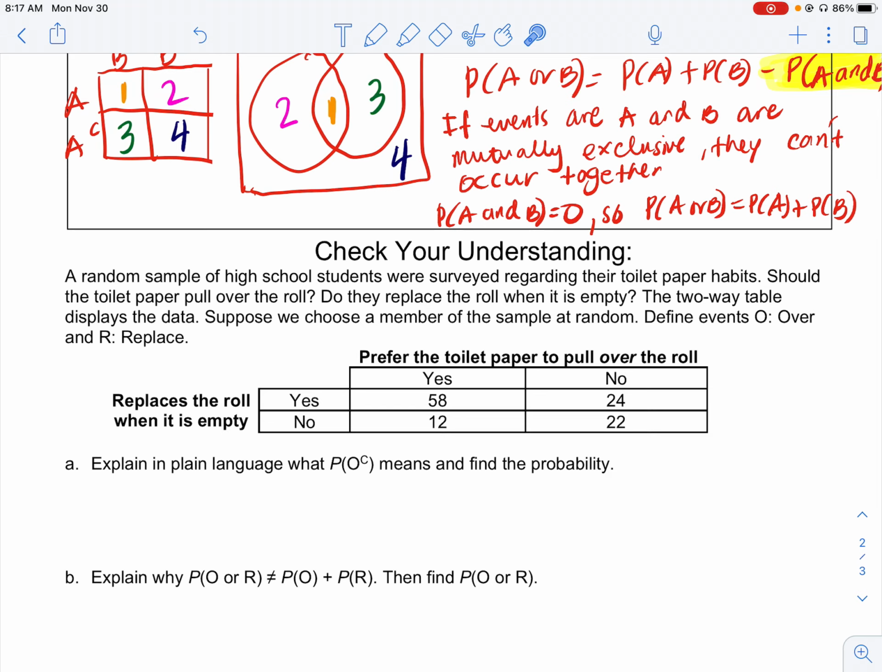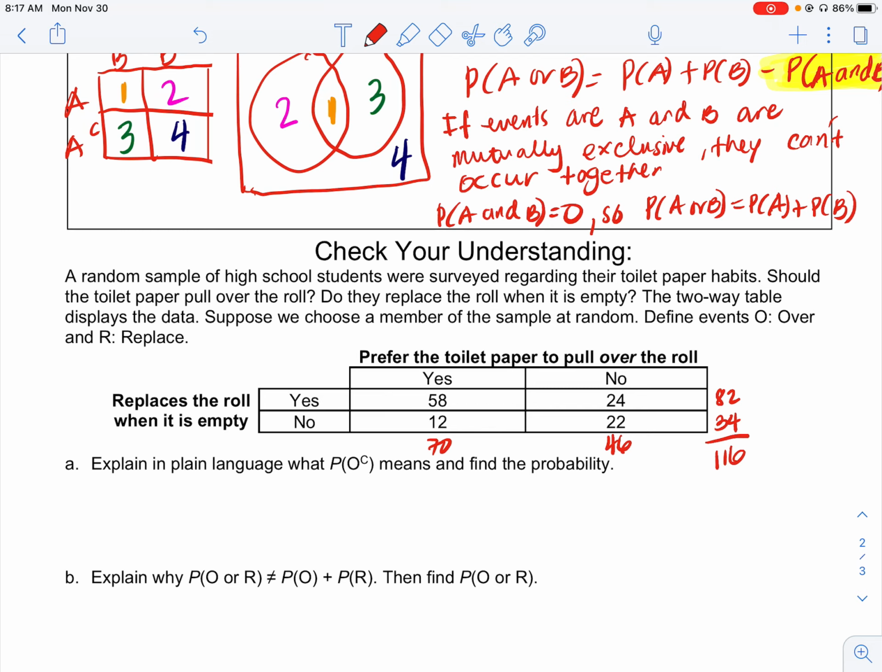So let's put the total first. 58 plus 24, 82, 12, that's 34, that's 116, right? So 58, that's 70, 24, that's 46. Okay, and again, that's 116.